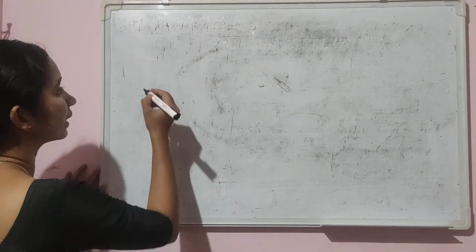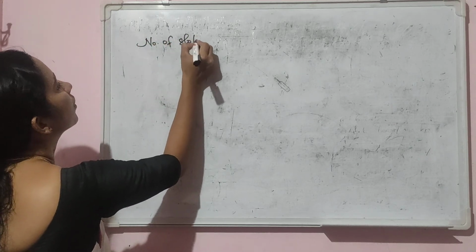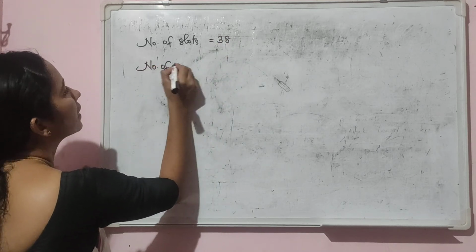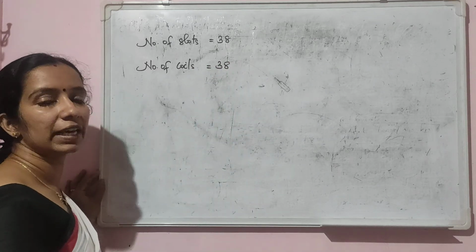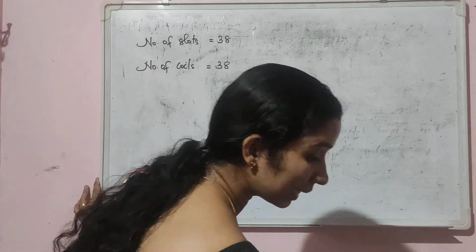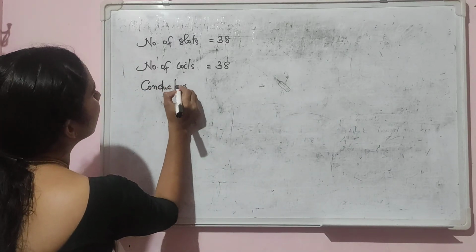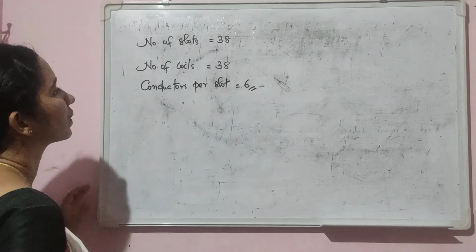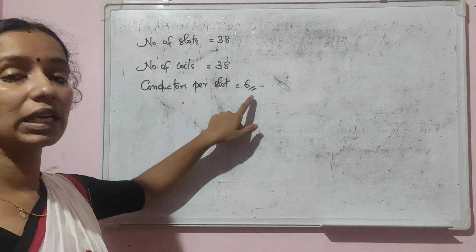Okay, now let us write down all the results together. So we have got the number of slots as 38. Number of armature coils also as 38. Then we have calculated the conductors per slot as 6. Okay. So total number of slot 38 ഉണ്ട്. ഒരു സ്ലോട്ടിൽ 6 കണ്ടക്ടറും ഉണ്ട്.